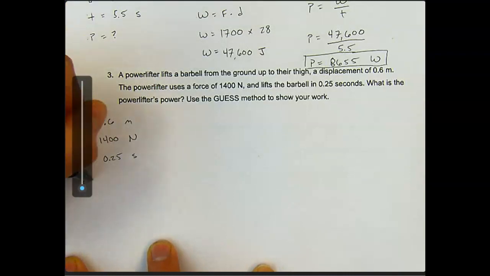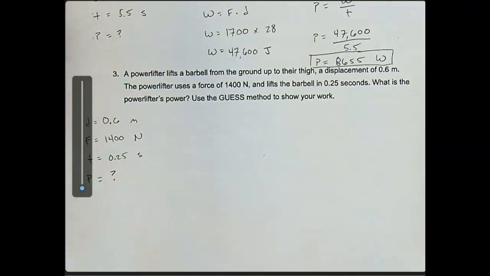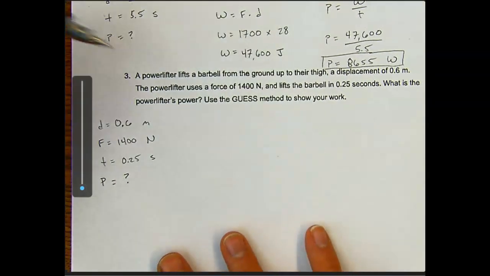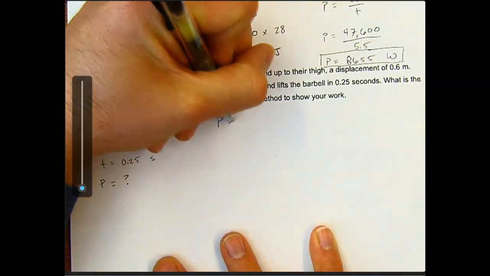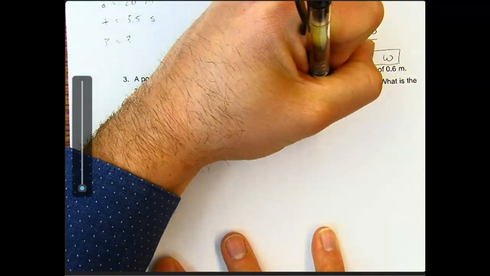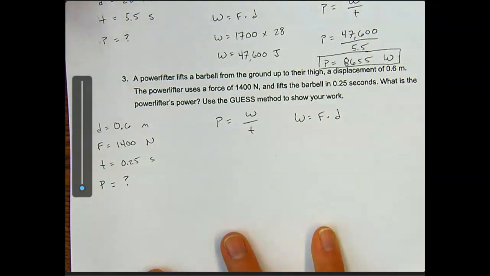So, side note here, you might have noticed that this is a pretty realistic problem if you ever see powerlifting, especially in the Olympics. You have to lift a heavy barbell up a certain height, and some of those barbells are pretty heavy, but they can do it very quickly. So we're going to use the same strategy that we did last time. We have a very similar situation where we have three numbers and we're trying to find power. So let's write out the equations that we could use. Again, power could be work divided by time, and work is force times displacement.